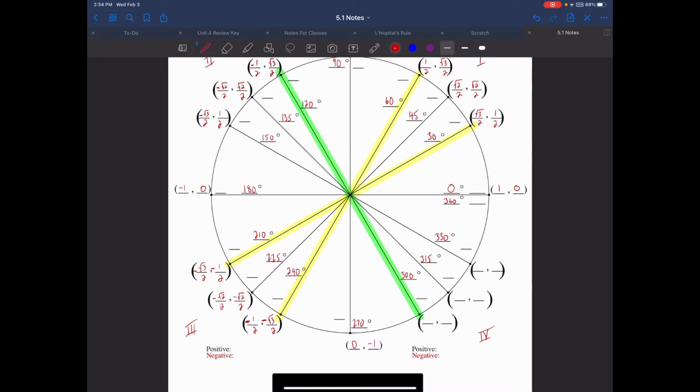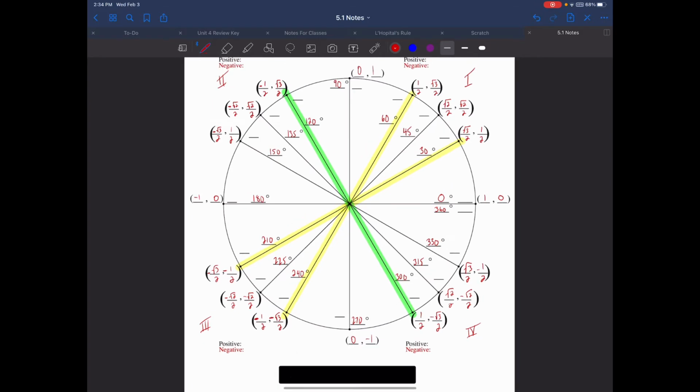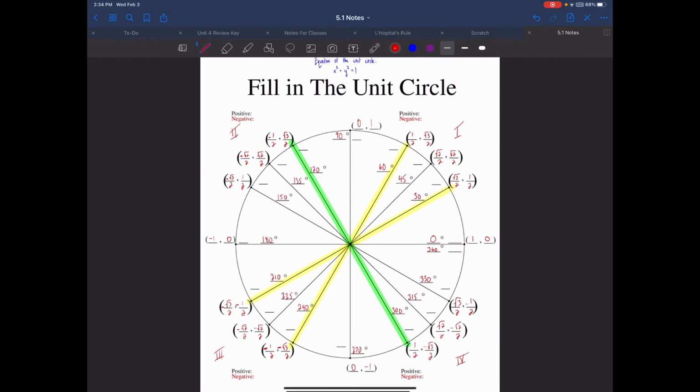So positive 1/2, and then we went down root 3 over 2. Root 2 over 2, negative root 2 over 2. And the last one is root 3 over 2, negative 1/2. Okay. So we have filled out most of the unit circle, and what I'll do in a second is come back and we'll look at the remaining lines on that unit circle.